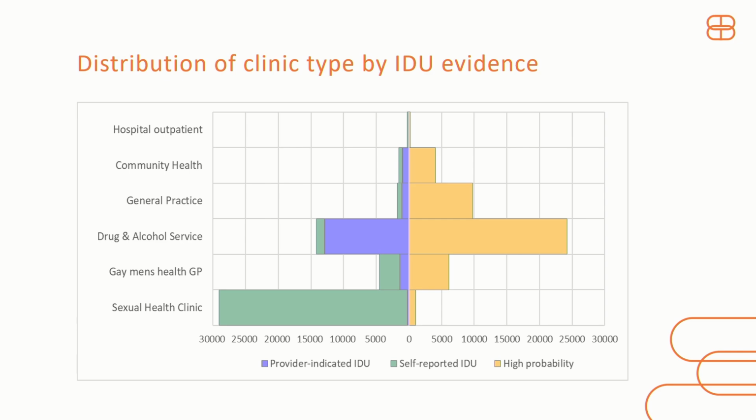And where we were potentially underrepresenting people with a history of injecting drugs is among these other clinic types. And what gives us confidence is that the clinic types that provide drug and alcohol services have a really high number of people predicted to have a history of injecting drugs.